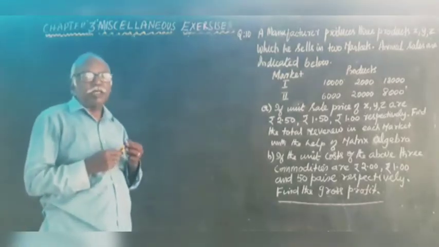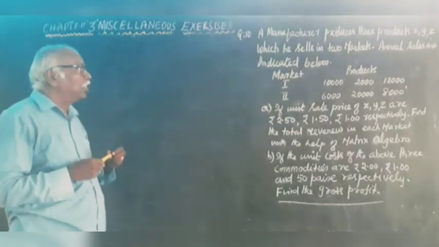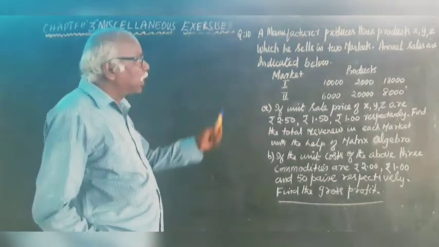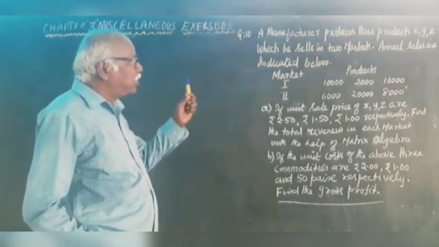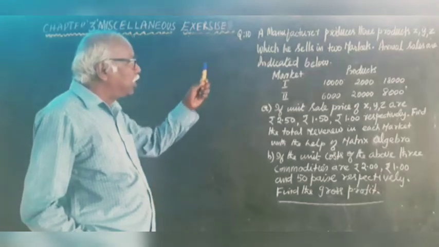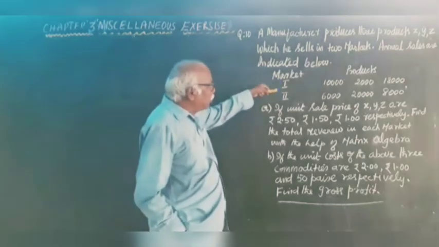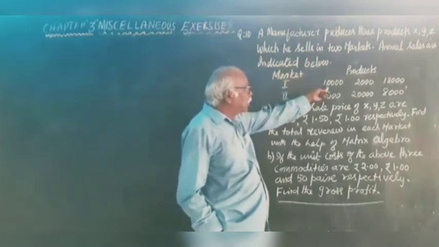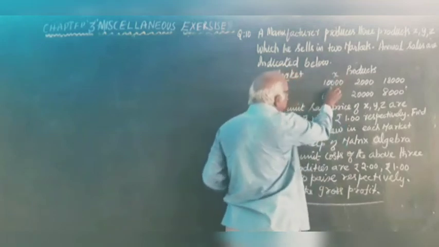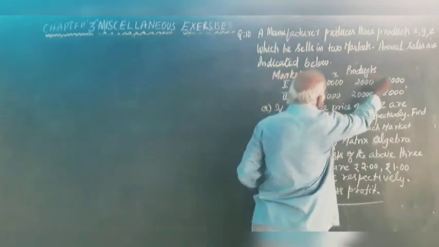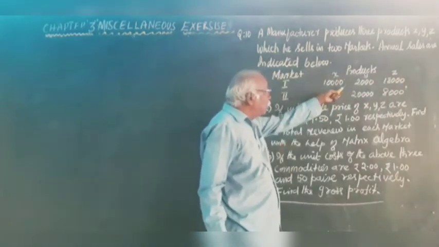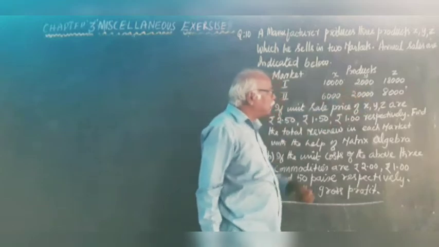Miscellaneous exercise, chapter number 3, question number 10. A manufacturer produces 3 products X, Y, Z, which he sells in 2 markets. Annual sale figures are indicated below. Market 1, market 2. Products: first market, X 10,000, Y 2,000, Z 80,000. Second market, X 6,000, Y 20,000, Z 8,000.